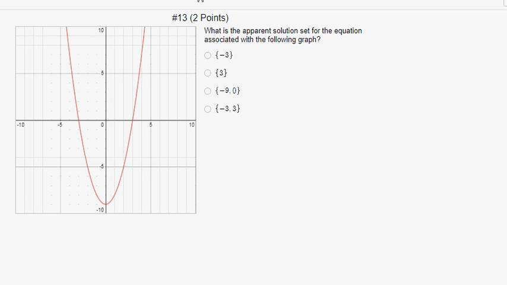All right, moving on. Number 13, what is the solution set? This one is just connecting concepts here. We know the solution set, we're looking for the x coordinate of these points, our x-intercepts. And we see that's negative 3, 0. That's 3, 0, but we're only interested in the x-coordinate when we write our solution set.